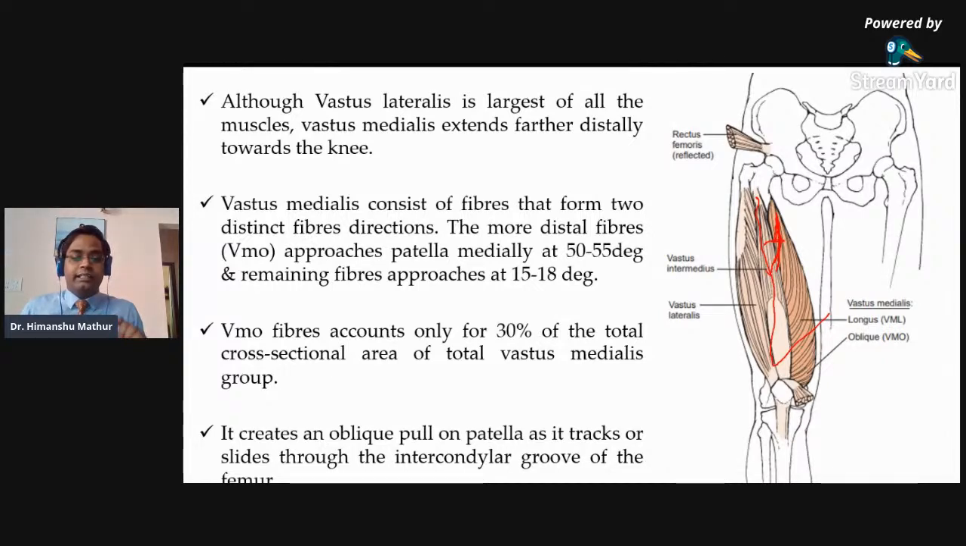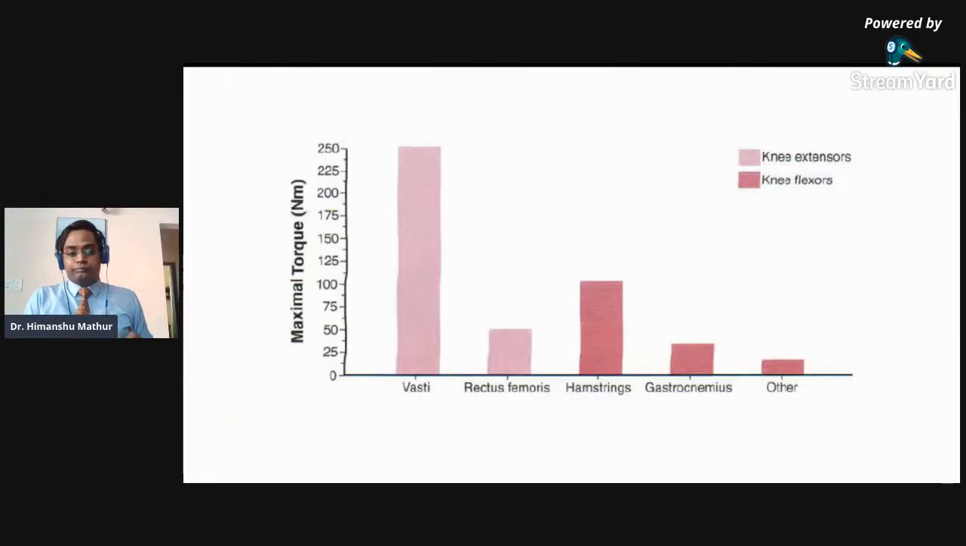It creates an oblique pull on the patella as it tracks or slides through the intercondylar groove of the femur. When it tries to go more laterally, the VMO fibers pull it back towards the medial side, so it stays in the center. This is against the extensive pull employed by the vastus lateralis group.